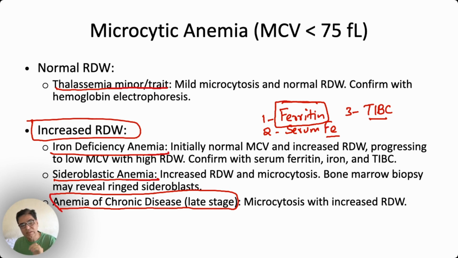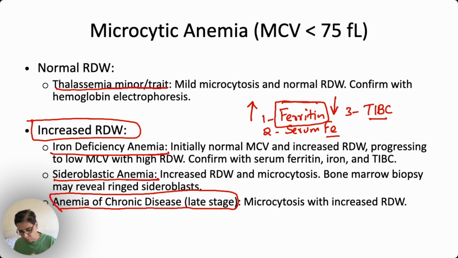So the thing is that this is the most sensitive indicator of iron deficiency. So if your ferritin is down, you are definitely dealing with iron deficiency. If your ferritin is on the rise, it's high with a microcytic anemia, then you are probably dealing with anemia of chronic disease, because ferritin is also an acute phase reactant. It's an acute phase reactant. So it would be increased.